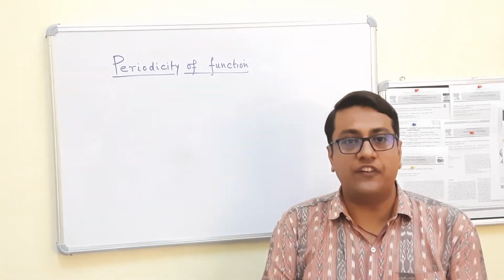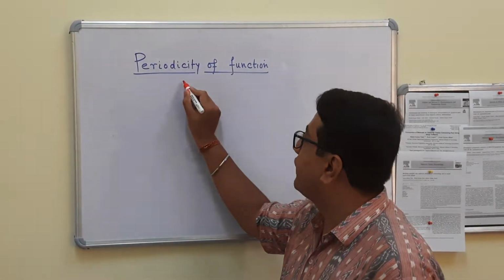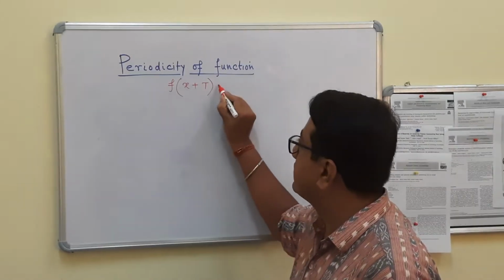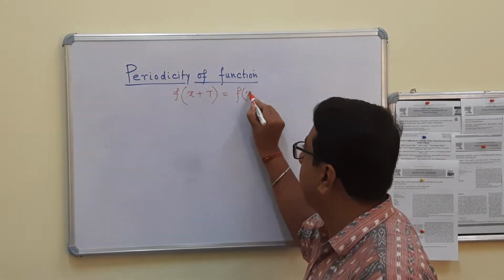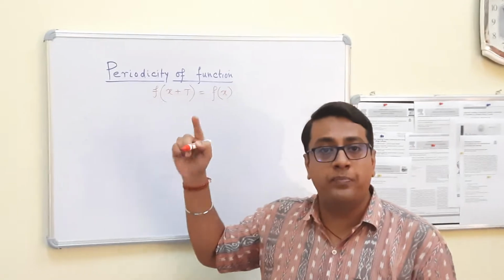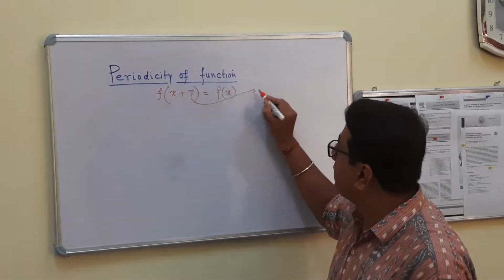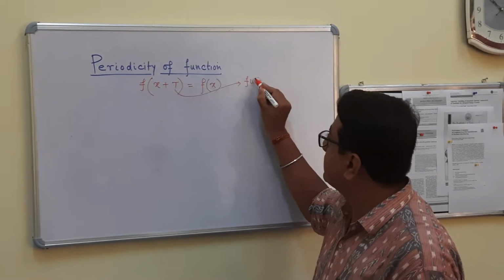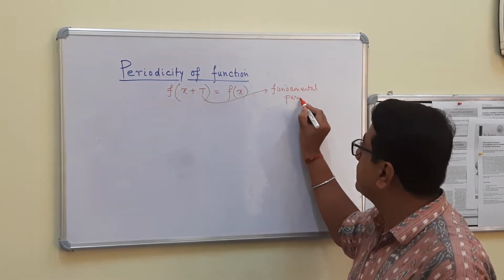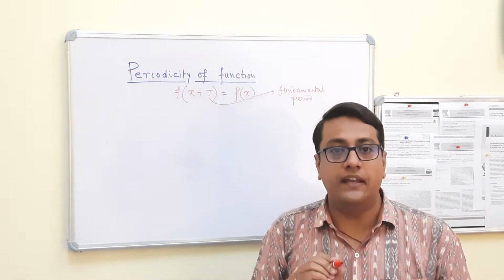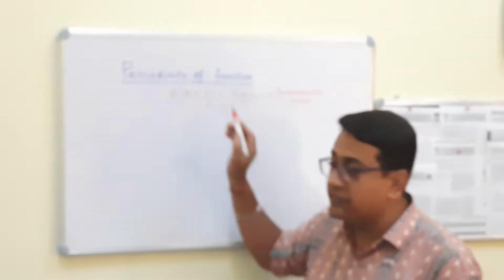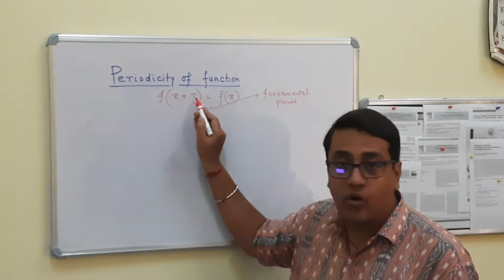Okay, so periodicity of the function means a function is periodic if we have f(x + T) equal to f(x). So if a function follows this equation, f(x + T) = f(x), then we say that the function is periodic with fundamental period T. When we say fundamental period, it means this T has to be the smallest positive value. It cannot be negative, and it has to be the smallest positive value.